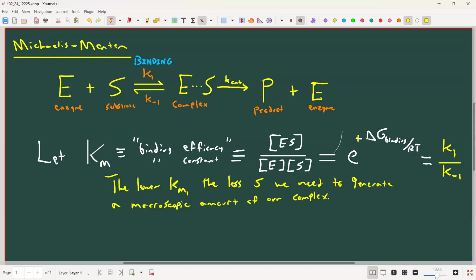So Km is an important number. It tells you how effective the enzyme is at binding, which is only half the story. The enzyme also has to do some work, right? So it has to catalyze our reaction as well.